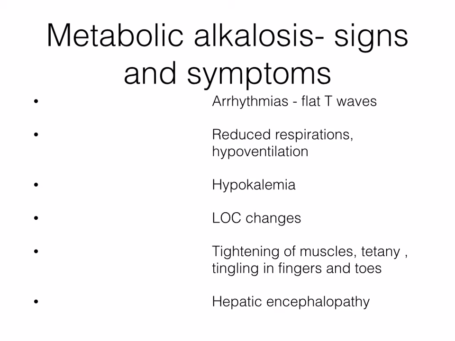Some general signs of this buildup of ammonia in the body will usually be neuro: confusion, fatigue. Some other signs can be nausea with or without vomiting, or maybe pain in the back or abdomen. So that's how hepatic encephalopathy is one of the signs and symptoms of metabolic alkalosis. And this will lead to more buildup of ammonia in the body, and the brain doesn't like this, and it can do permanent damage to the body.